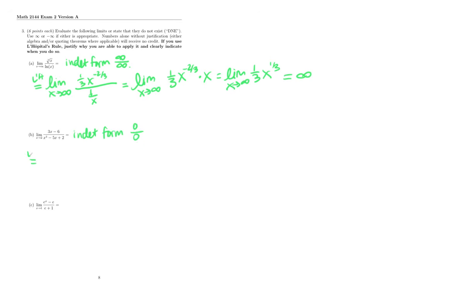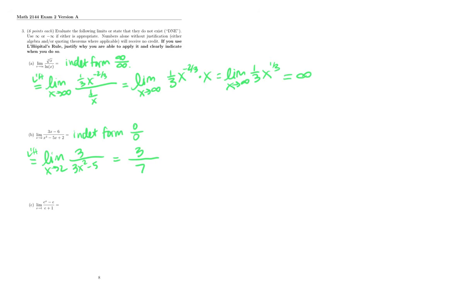So I can apply L'Hopital's rule, and I get the limit as x goes to 2 of 3 over 3x squared minus 5. And so at this point, I can go ahead and plug in 2 because this is continuous at 2. And so I will get 3 times 2 squared, which is 3 times 4 is 12, minus 5 is 7, so 3 over 7.